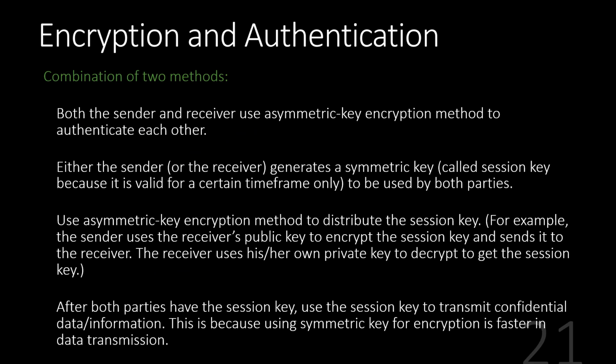So encryption, authentication, both the sender and the receiver use that two-key method at the beginning to authenticate. And then one of the two generates that session key. The session key is distributed using asymmetric handshake methods so that someone else can't intercept it. And then once that session key is in both parties' hands, then that becomes the key that's used going forward.